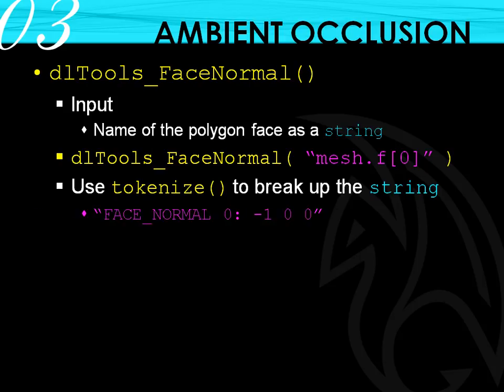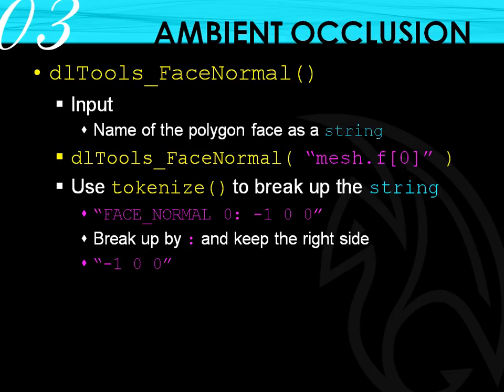So for example, here's what you get from the polyinfo command that we saw before. Essentially, this is a string. What the tokenize command does is break up a string based upon a character. So what we're going to do is break it up by the colon. It's going to break up FaceNormal 0 colon minus 1 0 0, and split it left and right on either side of that colon. So the colon will go away, and on the left side we'll have face normal 0, and on the right side we'll have negative 1 0 0.